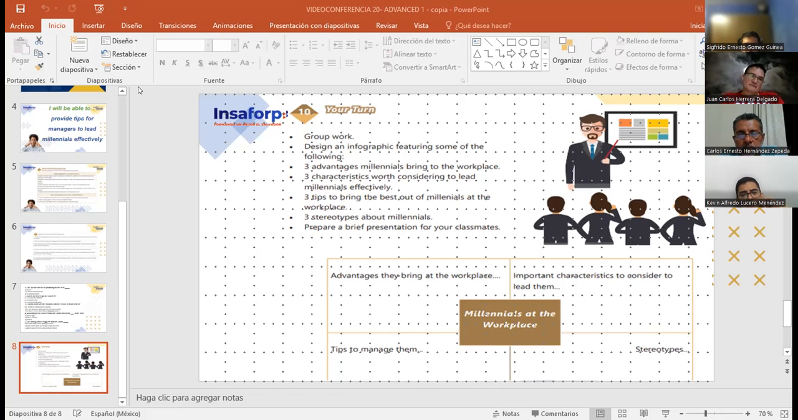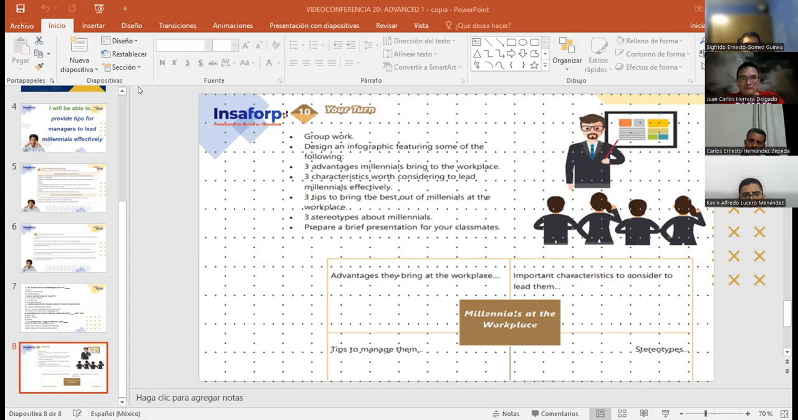And the last one: the 3 stereotypes about millennials. You remember that in the last class we talked about stereotypes, like that they are lazy, or that depending on how they are, they do their best. They are stereotypes, things that are not real or are not the same for everybody, because people are different. And you can think about 3 stereotypes.